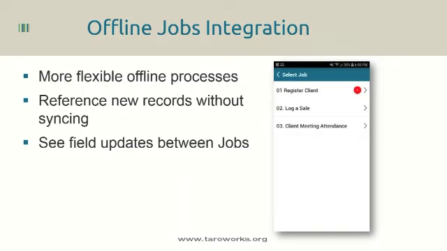Prior to TerraWorks 4.9, records that you created in one TerraWorks job wouldn't be available to another TerraWorks job without syncing. Now, with offline jobs integration, you can share updates between jobs without connectivity. For example, you can register a client in one job and use that record in a subsequent job to record a sale or a check-in with that client. I'm going to demonstrate this.